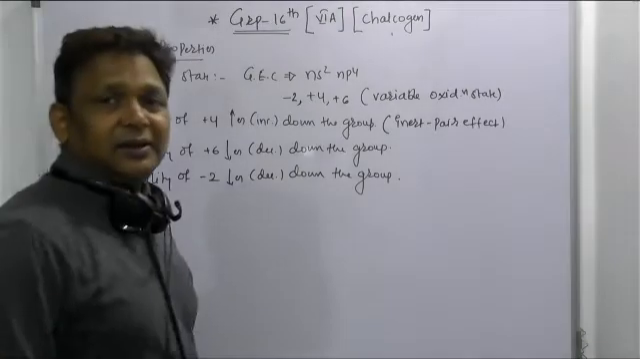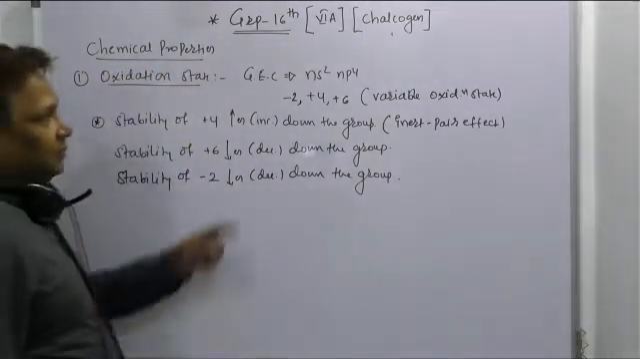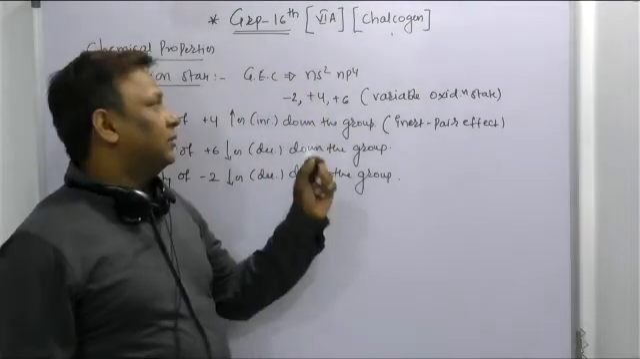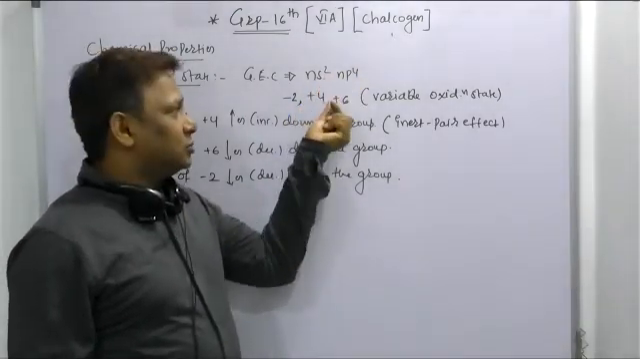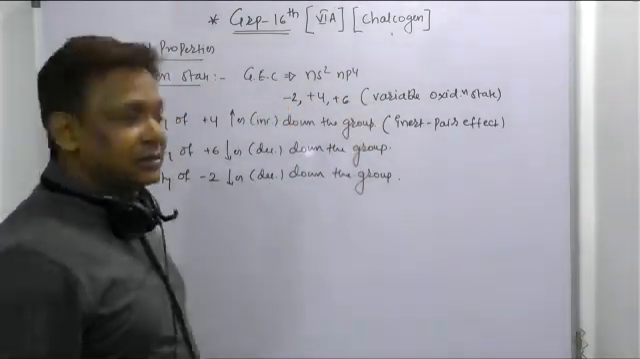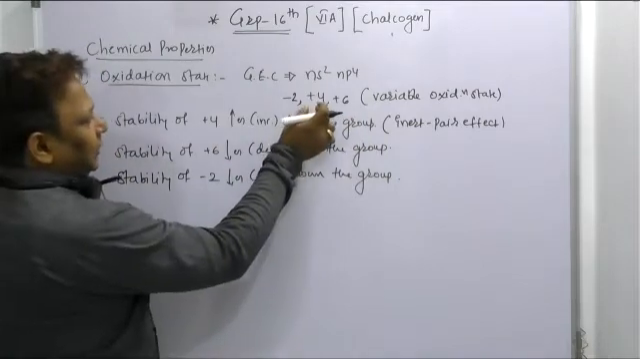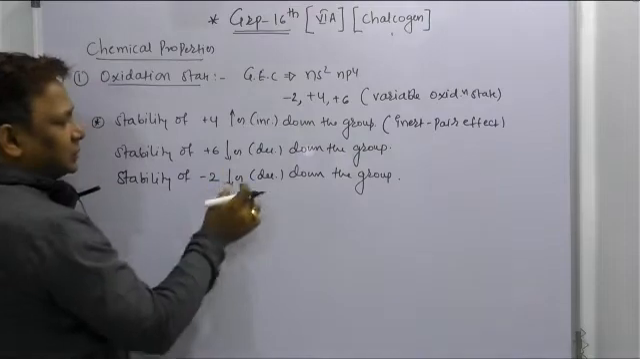So beta, once again, in chemical properties we are going to see the oxidation state. Group 16 elements go from ns2 np4 by losing 4 electrons to get +4, by losing the remaining 2 to get +6, and by gaining 2 to get -2, showing variable oxidation states. So beta, the stability of +4 increases down the group, +6 decreases, and -2 also decreases down the group.